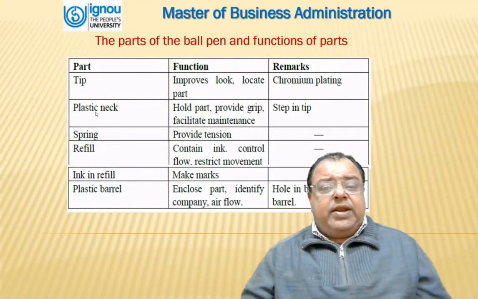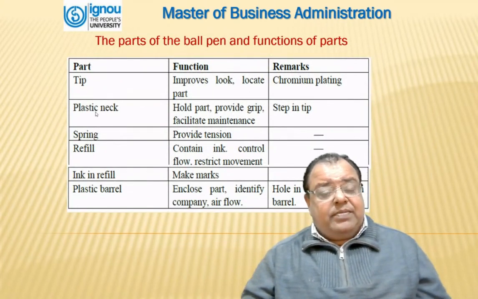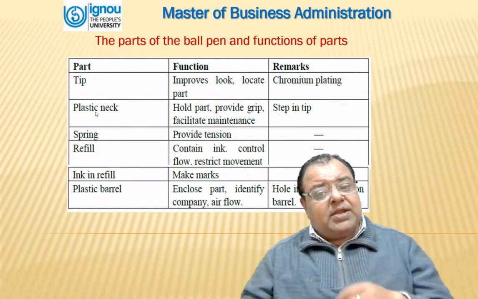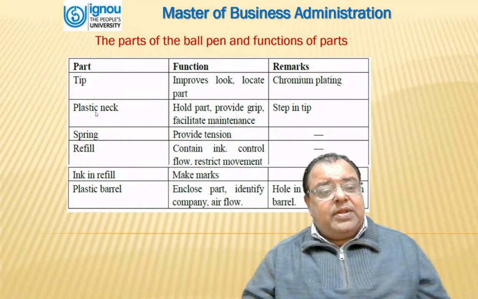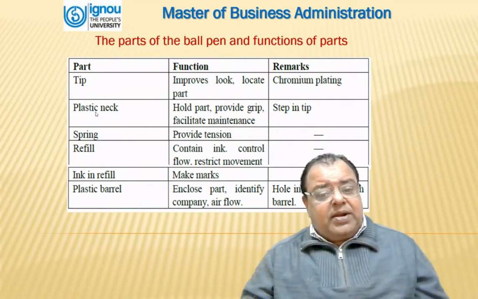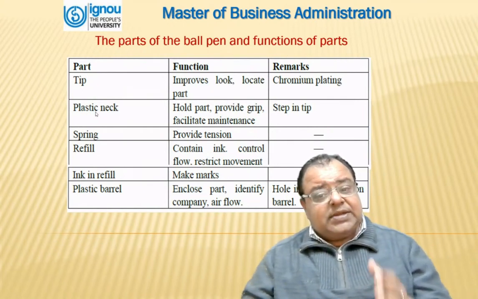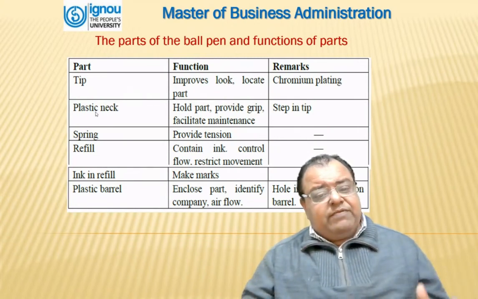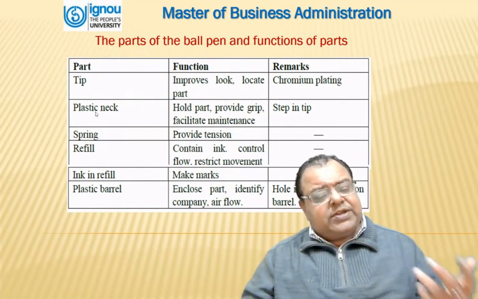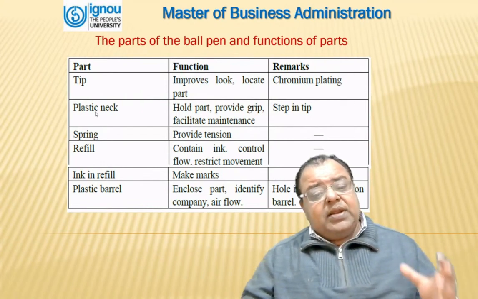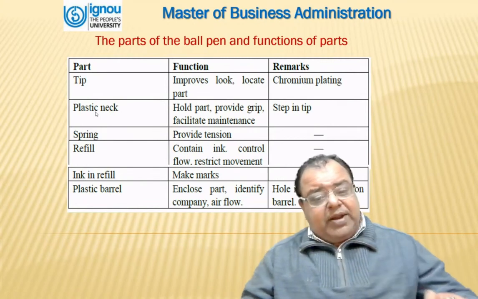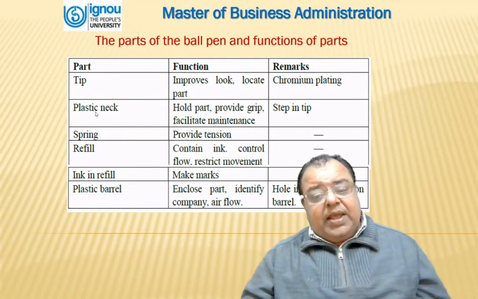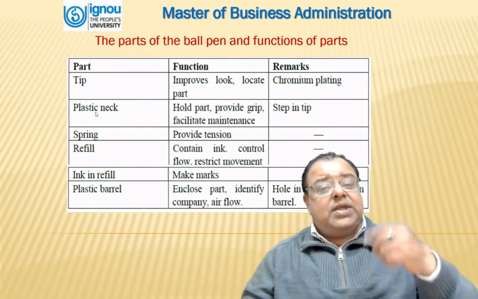The parts of the ballpoint and functions of the part. Tip. What is the function? It improves look, okay, part. Remarks: it should be chromium plated. Plastic neck. Hold part, provide grips, facilitate maintenance. Spring in tip, for providing tension. Refill, it contains ink, controls flow and restricts movement. Ink in refill, make marks. Plastic barrel to enclose part, identify company, airflow. And there should be a hole in the barrel and name on the barrel.